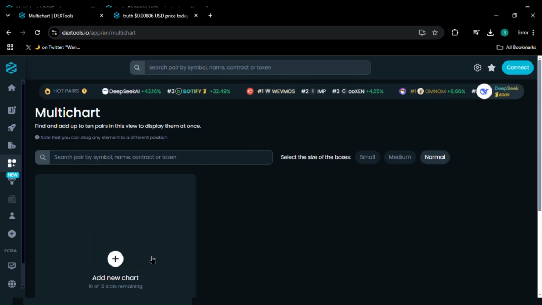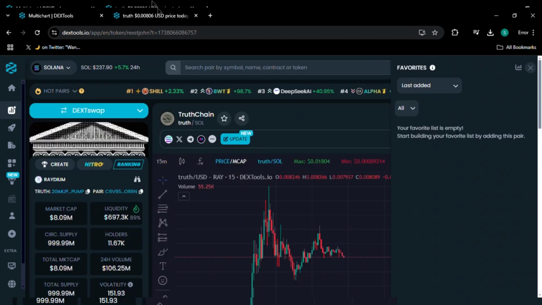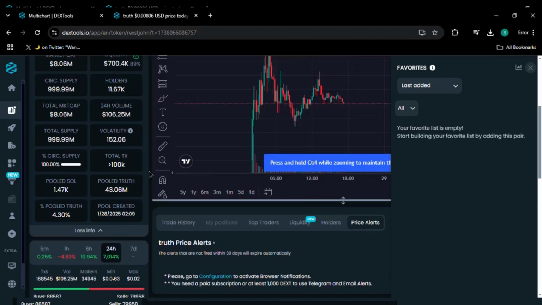And Dextools also integrates TradingView, making it easy to chart trends, analyze data, and use indicators like EMAs, and you can set up alerts to track live trades and even execute trades directly through the platform.